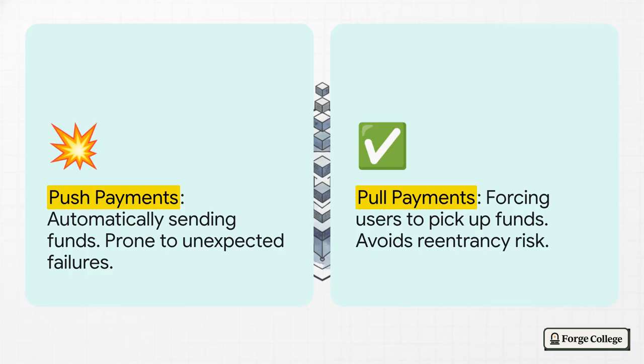You should absolutely always implement a pull-over-push model. Pushing payments, where your contract automatically sends funds to a list of users, is kind of like stuffing a paycheck into a notoriously risky, unguarded mailbox.